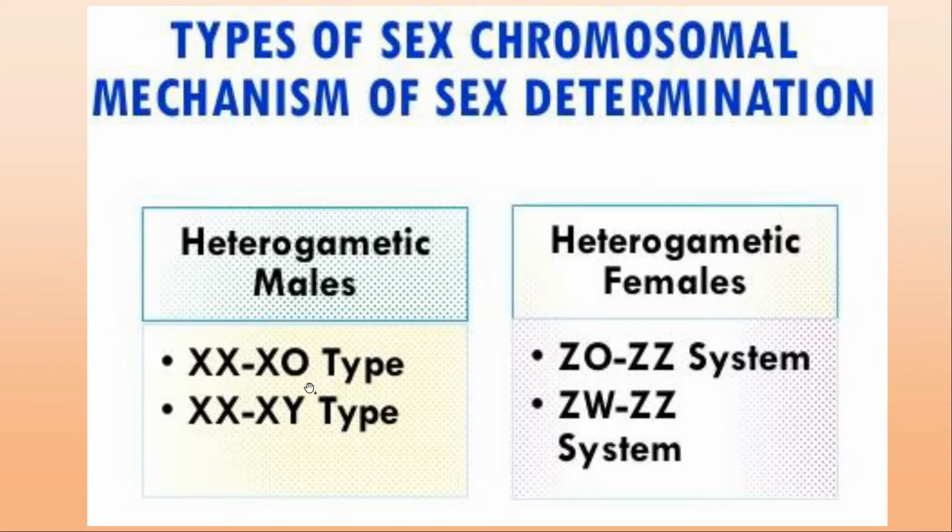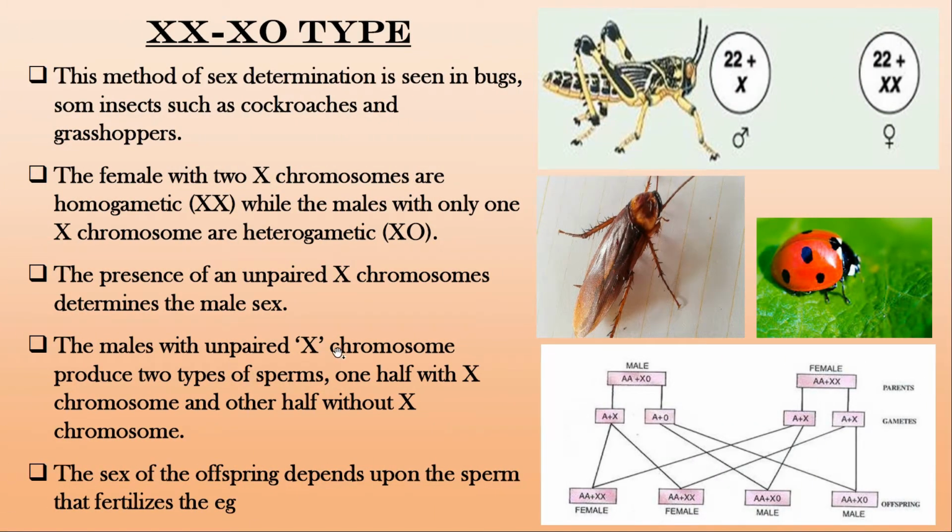Heterogametic males will be of these two types, whereas heterogametic females will be of ZO-ZZ system or ZW-ZZ. Here the females will have the heterogametes Z and O, whereas the males will have the similar gamete, that is Z. Now let's see the XX-XO type.